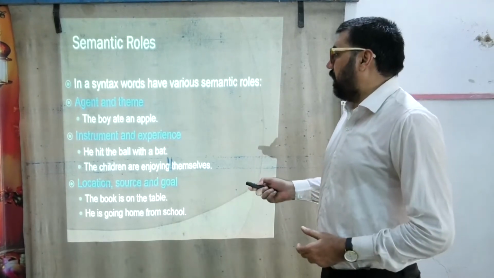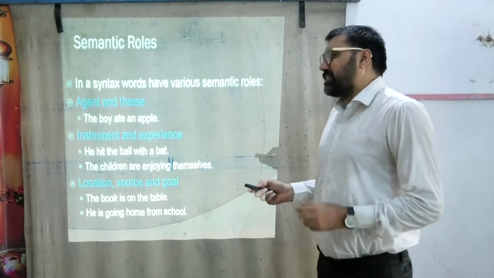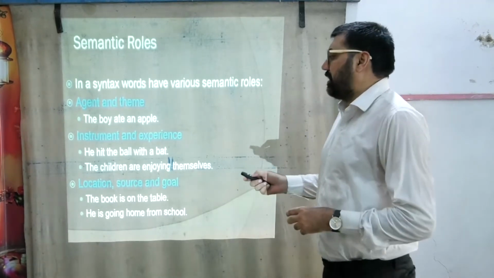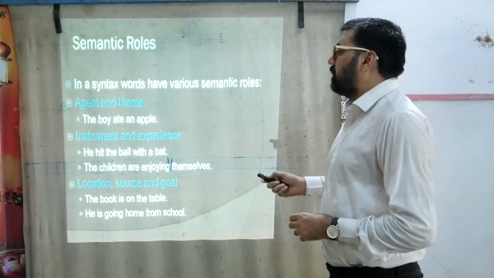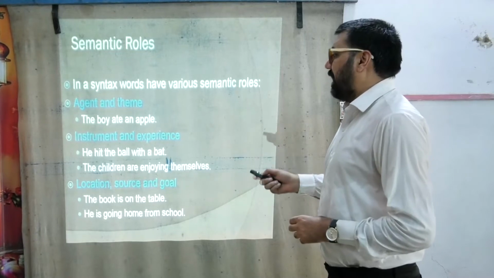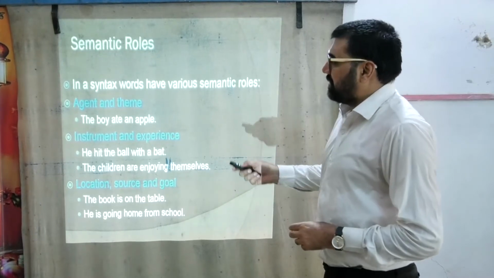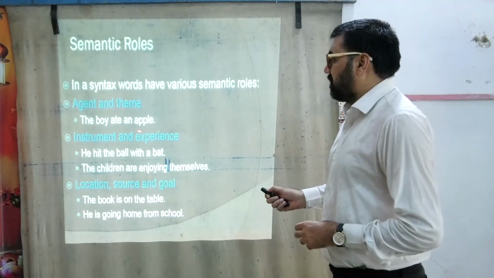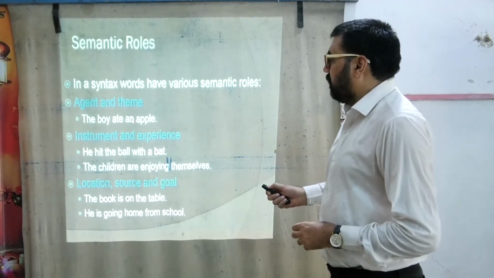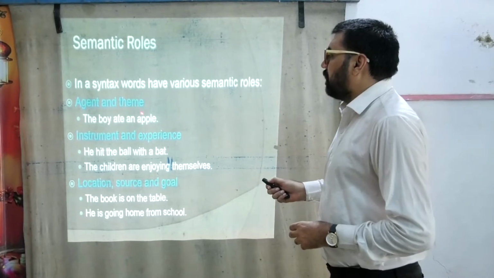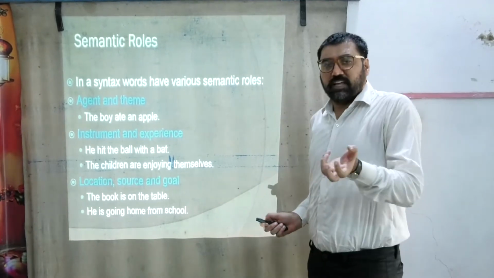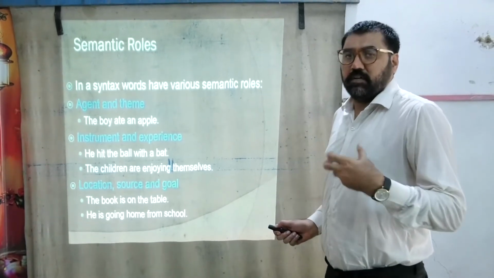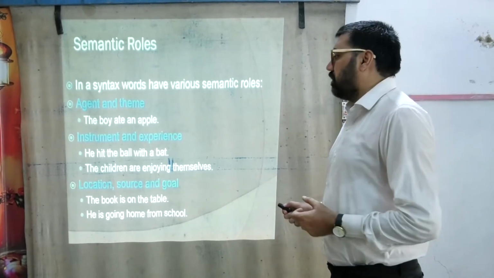Here, the boy ate an apple. Who ate an apple? The boy ate an apple. That's why you can say that the boy is the agent of this sentence. Then ate is the verb, and apple is the theme. What is the meaning of the receiver of the action? The receiver of the doer undergoes the action.